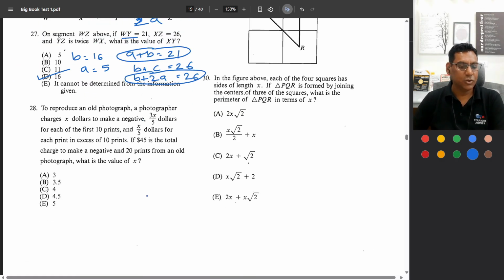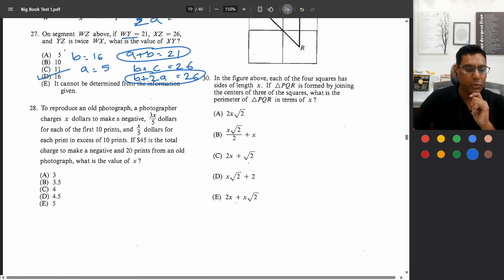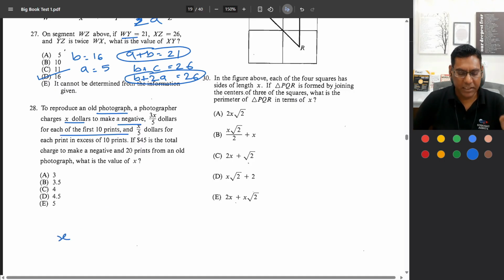Okay, let's look at question 28. To reproduce an old photograph, a photographer charges x dollars to make a negative, 3x by 5 dollars for each of the first 10 prints. Okay, so the total cost is going to be x for the negative, then 3x by 5 for the first 10. Okay, and x by 5, which is charging less for each additional print in addition to the first 10.